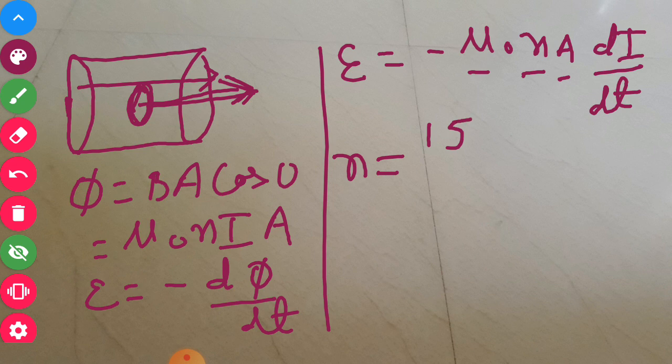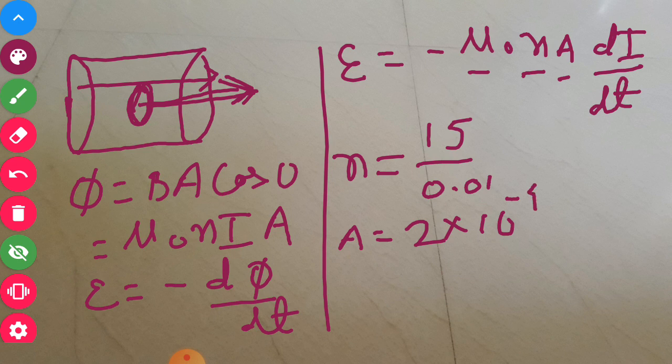So 15 upon 0.01. This will be the small n. Then the area is given as 2 centimeter square, that is 2 into 10 to the power minus 4 meter square. Then di by dt you can easily find.